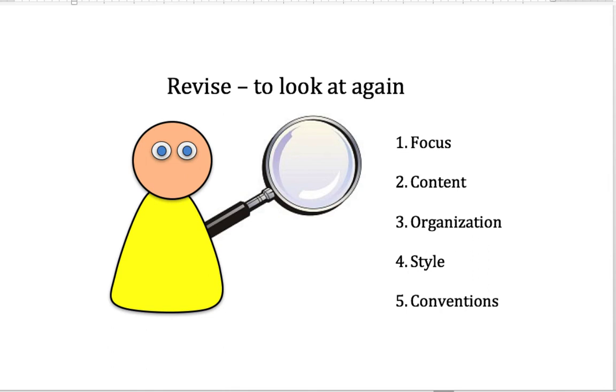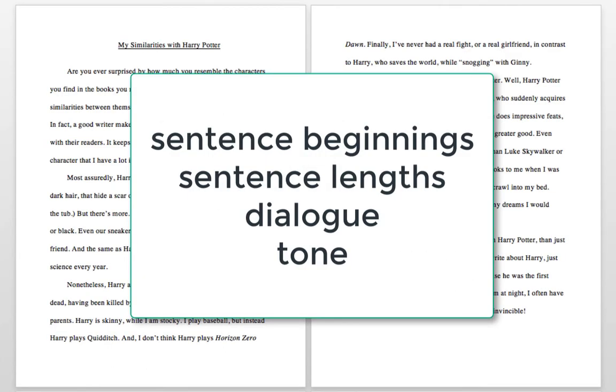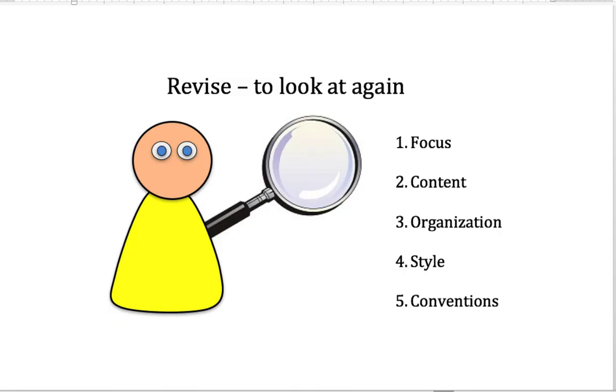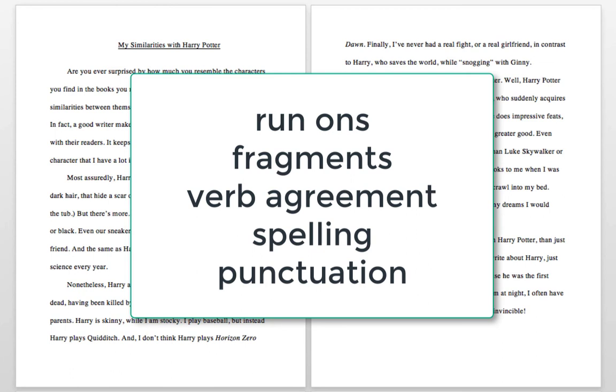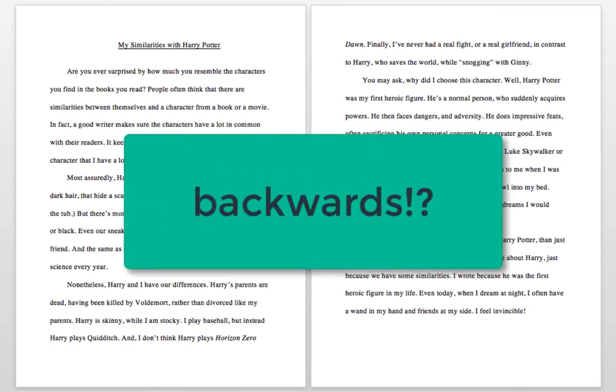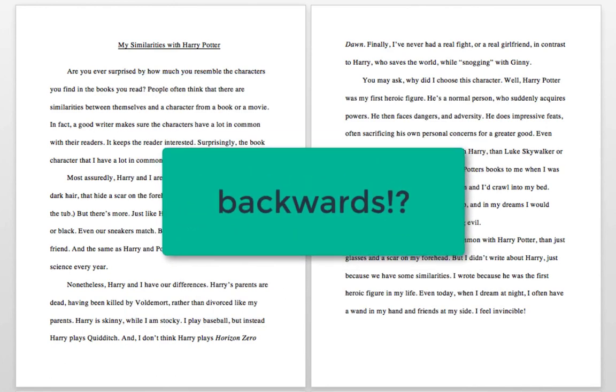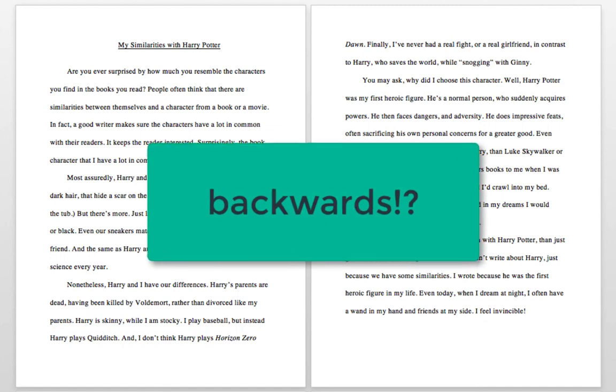Fourth read-through. Style. Do your sentences begin the same way? Do you write with long and short sentences? Do you use dialogue? Do you set the right tone for your audience? Fifth read-through. Conventions. Check for run-on sentences, fragments, verb agreement, spelling, punctuation. Some people read the essay backwards, 1 sentence at a time, to check for conventions.